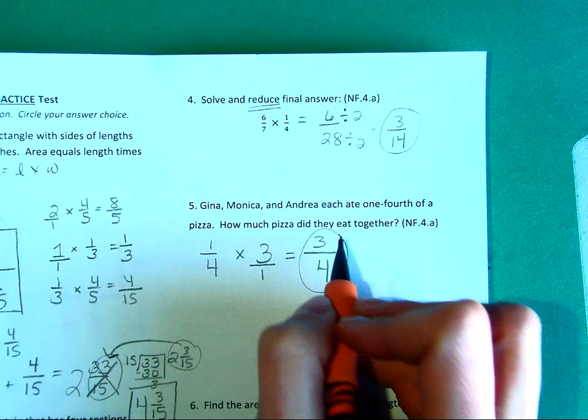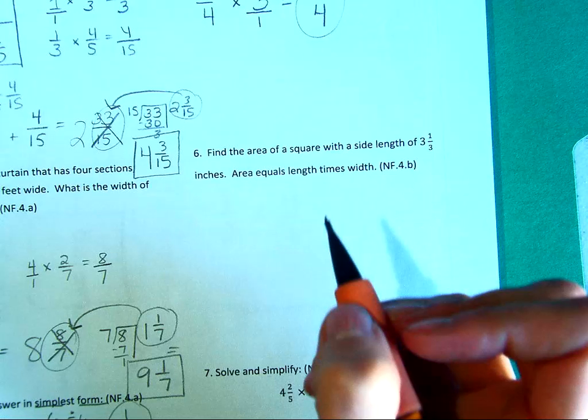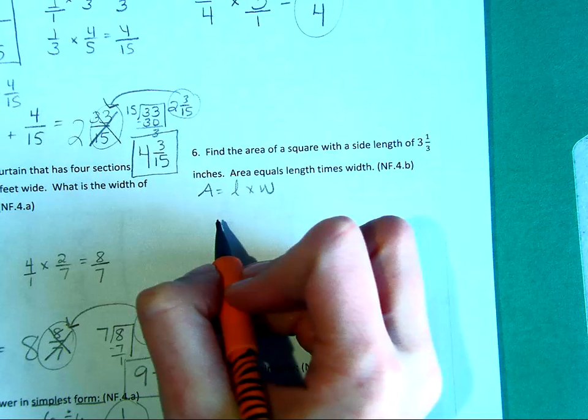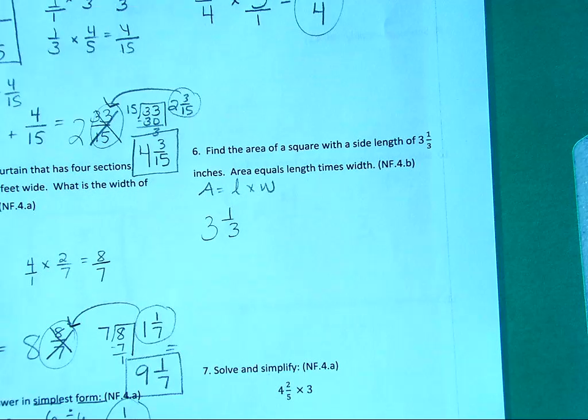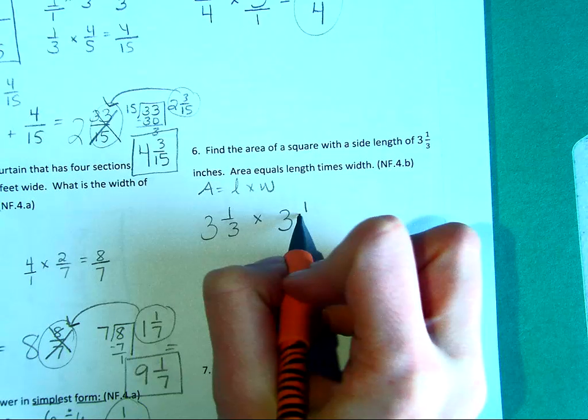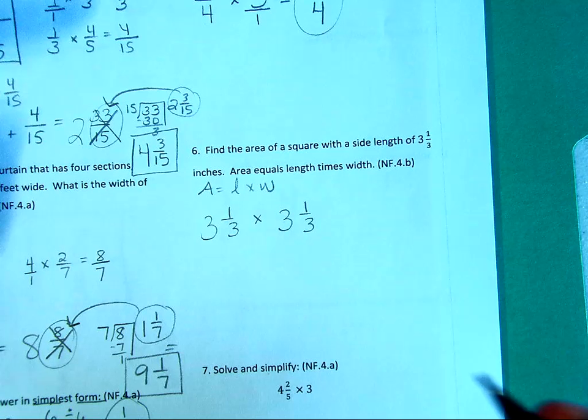Number 6, find the area of a square with a side length of 3 1/3 inches. Area equals length times width. So I know that the length is 3 1/3. And because this is a square, I know that all of the sides are equal. So the width is also going to be 3 1/3. I'm going to use the box model to solve the problem.